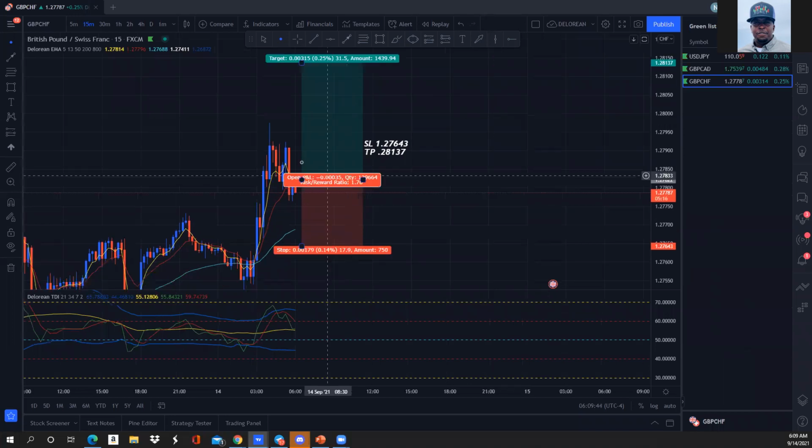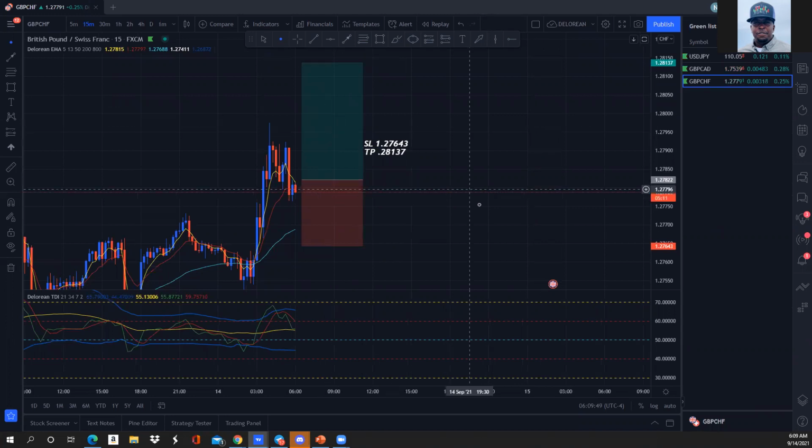Candle 1, 2, 3. We're not up here. 3 candles, we exit. All right, gotta be up here. Not down here.